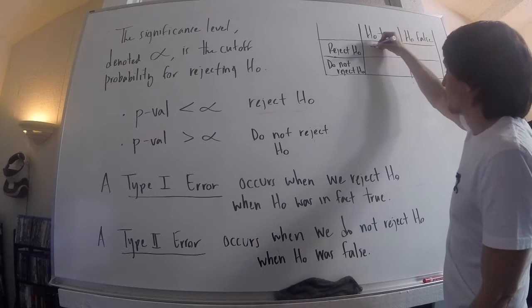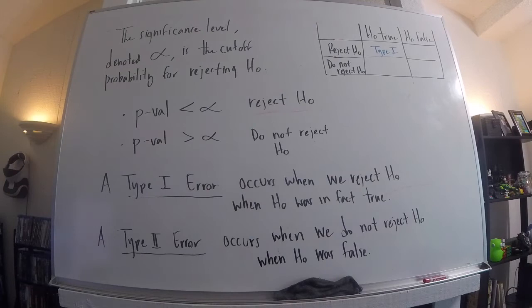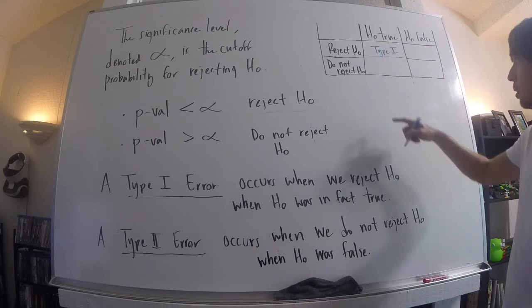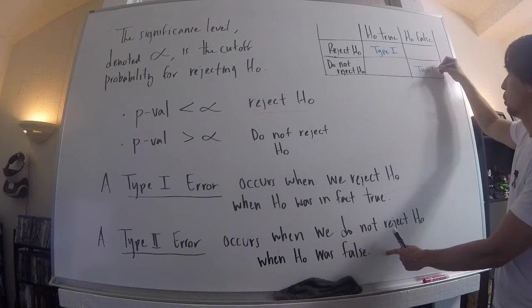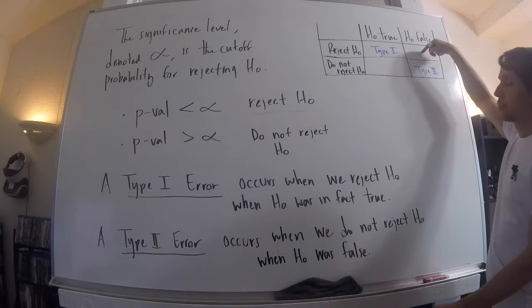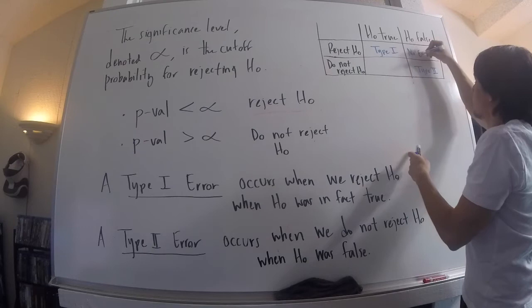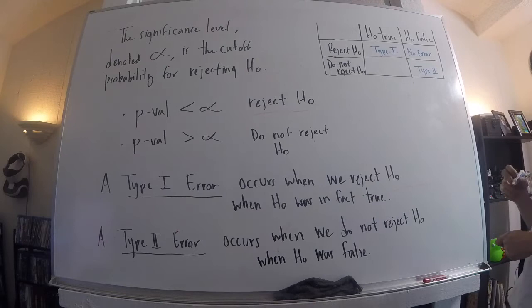And these Roman numerals, I don't care if you use them. Type 2 error occurs when we do not reject the null, when it was in fact false. That's type 2 right there. The other two boxes are the correct decision. If H0 was false, that means they were lying, and you reject their claim, that's a correct decision. On your formula sheet, it says no error. Well, it's no error or the correct decision or the correct conclusion you made.